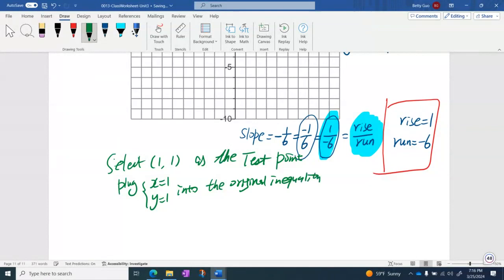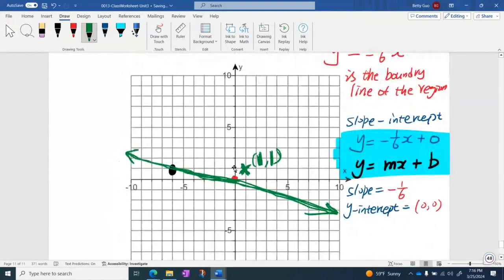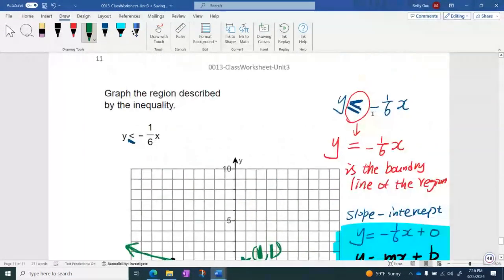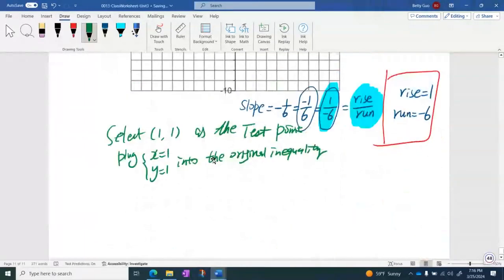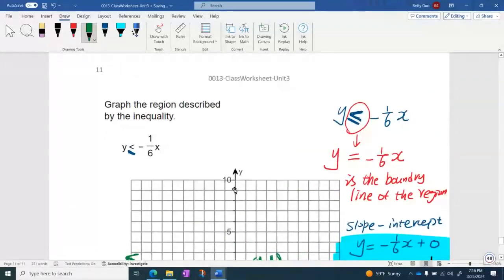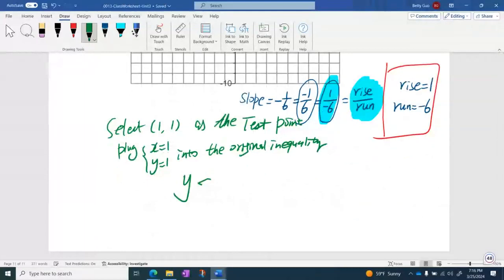One common mistake is you spend so much energy to finally get a graph of the boundary line, and you kind of attach to the equation and forget the inequality is the main thing. So after you have the boundary done, do not use the equation any longer. When you're plugging in the testing point, you're plugging it into the original inequality, which is y is less than or equal to negative 1 over 6x.